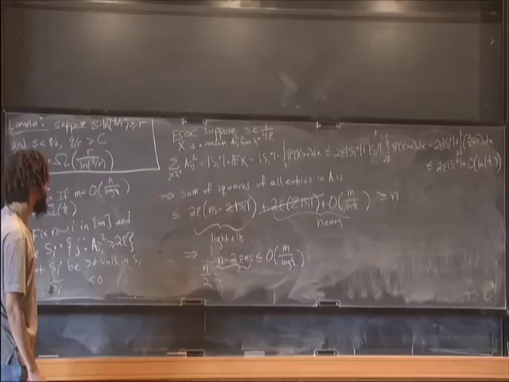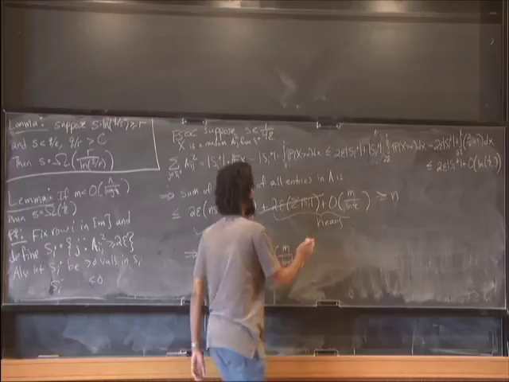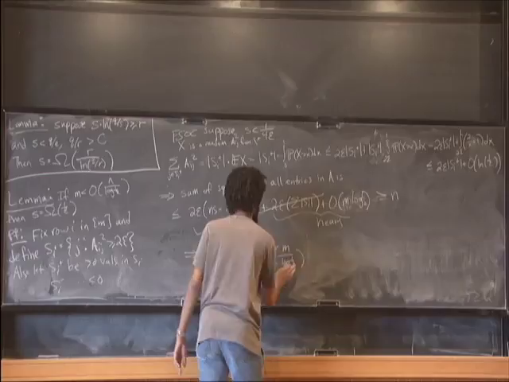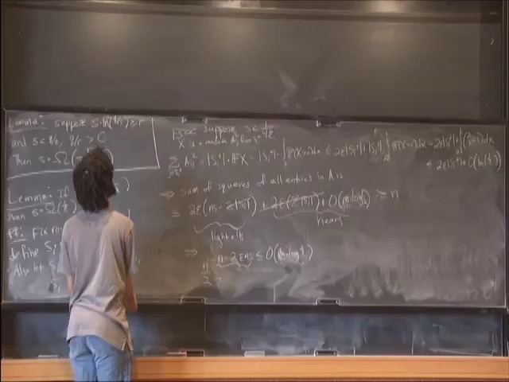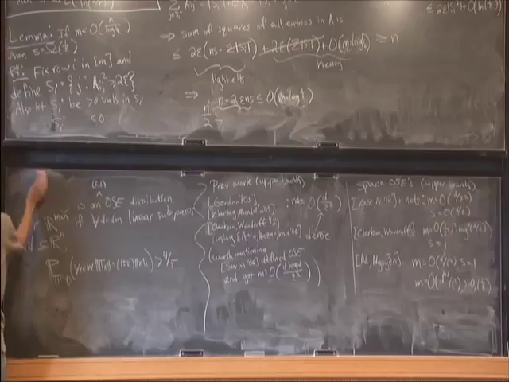Wait a second. Oh, no. Yeah, so this should have been M times log 1 over epsilon. Something didn't look right. Questions? So now we're just going to prove it. Last step.